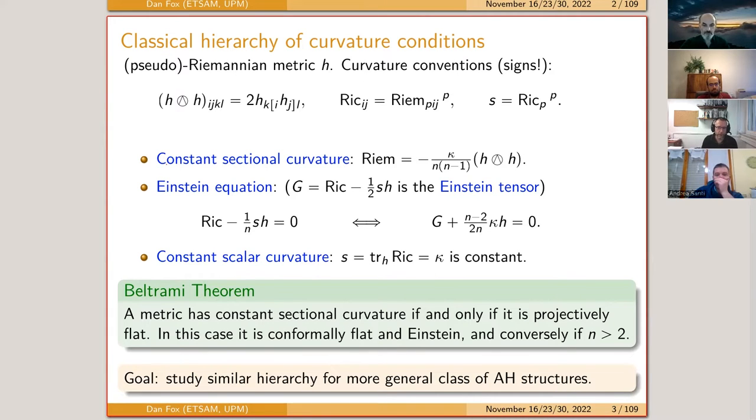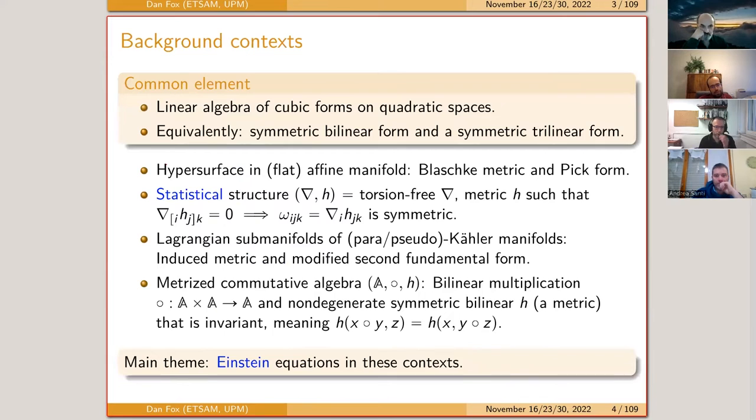And what I want to try to do, at least in the first part of this talk, which will probably wind up taking the whole talk the way I do things, is motivate why this is a reasonable thing to do and why it might be interesting. So that's where I'm going to try to go now, to explain some contexts in which things of this nature arise. The other subtext of the talk, besides Einstein equations, is thinking about the linear algebra of a vector space equipped with a symmetric bilinear form, which in general is going to be non-degenerate like a metric, and an auxiliary symmetric trilinear form.